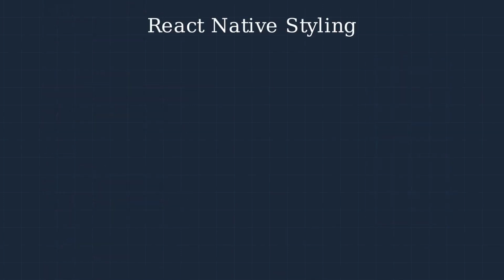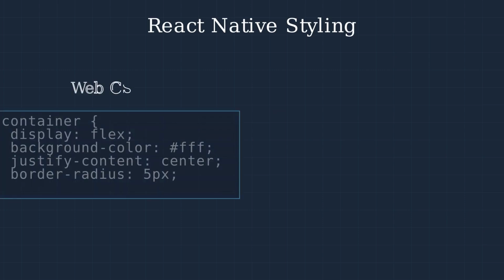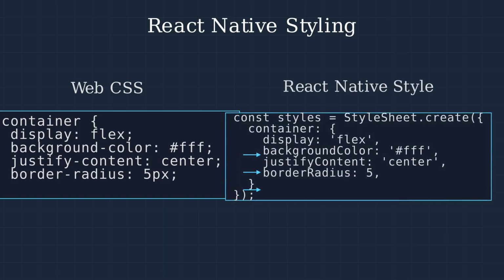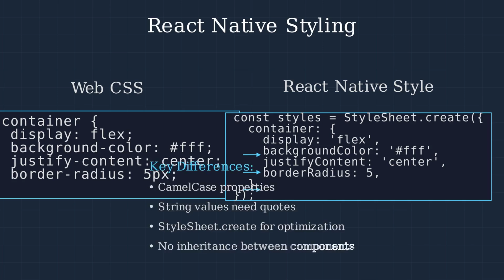React Native uses a styling system similar to CSS, but with JavaScript objects. Web CSS uses property-value pairs with hyphenated names. React Native styles use JavaScript objects with camelCase properties. There are a few key differences to be aware of when styling in React Native.